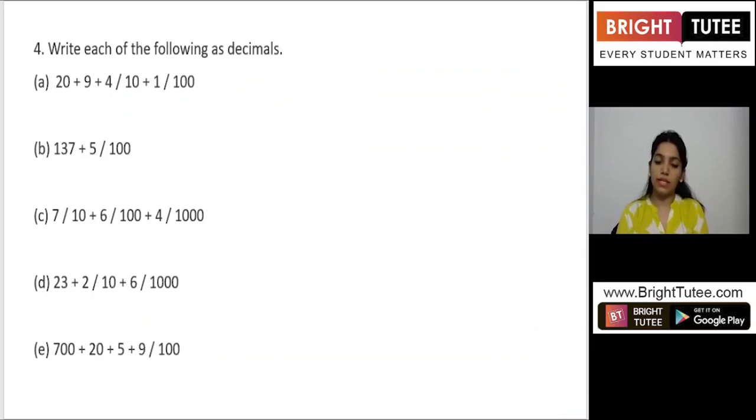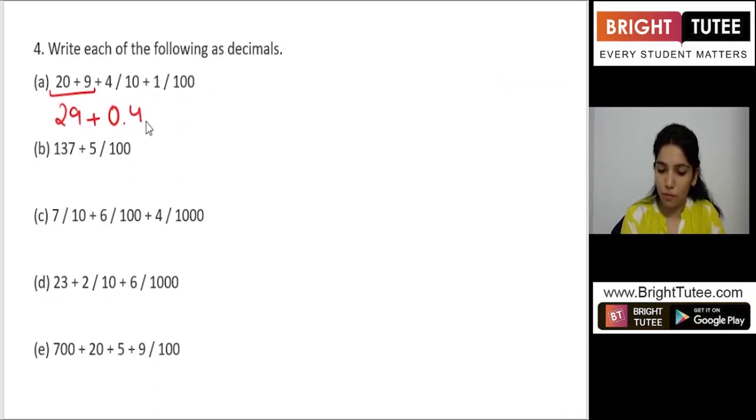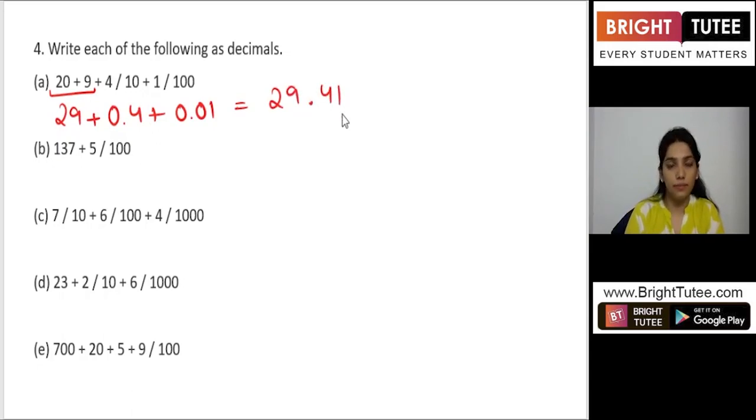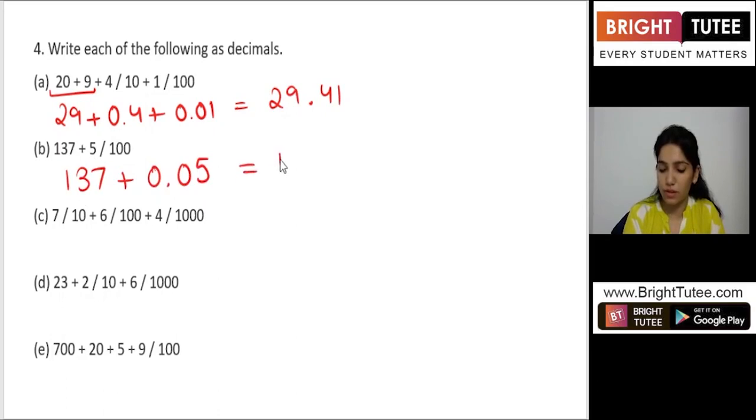Here it says write each of the following as decimals. So it's simple. This is 29 plus 0.4 plus 0.01. Let's add them together. It is 29.41. Clear? Next one is 137 plus 5 over 100. So it is 0.05. The answer is 137.05.